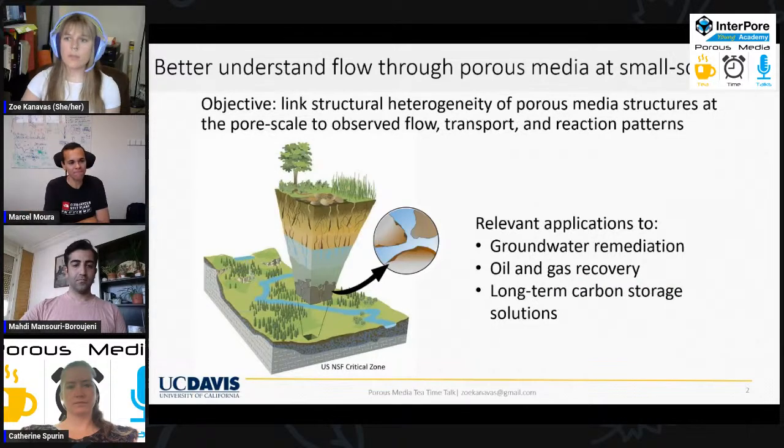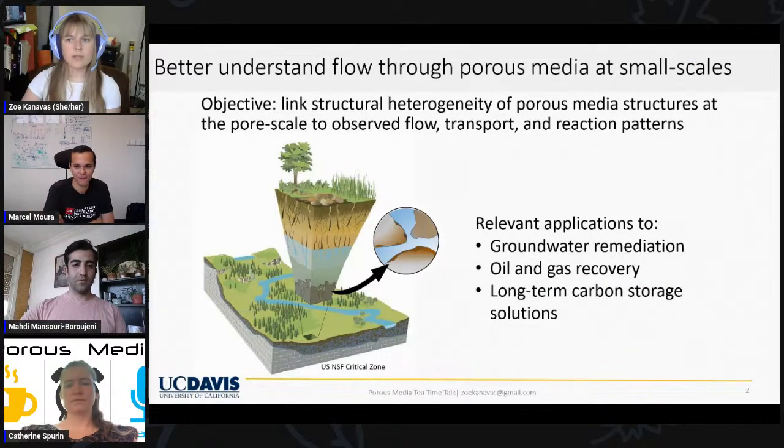The main objective of my research is to quantitatively link the structural heterogeneity of porous media structures at the pore scale to observed flow, transport, and reaction patterns. I'm sure everyone here is familiar: the environmental and industrial applications of work in this field are quite broad, but I see my research as being most applicable to improved models for groundwater remediation, oil and gas recovery, and long-term carbon storage solutions.